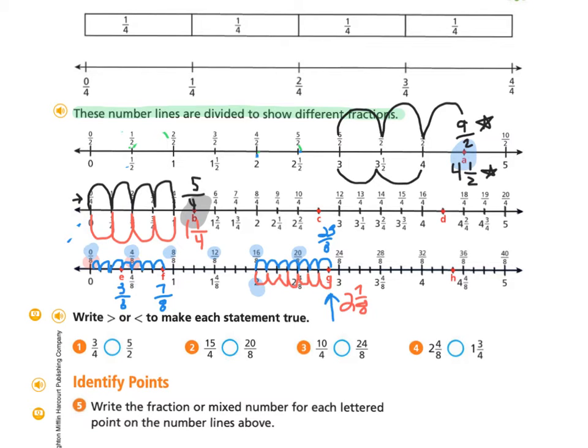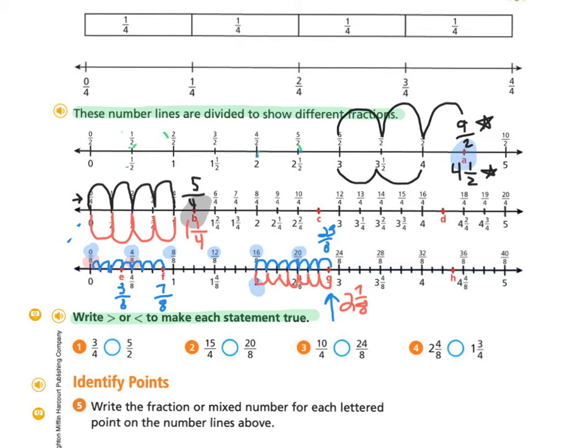Follow along with me as I read the next directions. It says, write greater than or less than to make the statement true. I think if we look at the number lines above, it could help us as we're writing greater than or less than. Let's see. It says 3/4 is blank 5 halves.